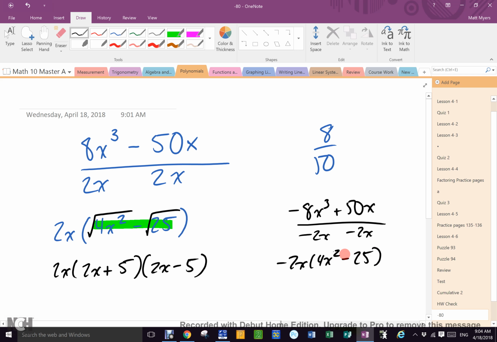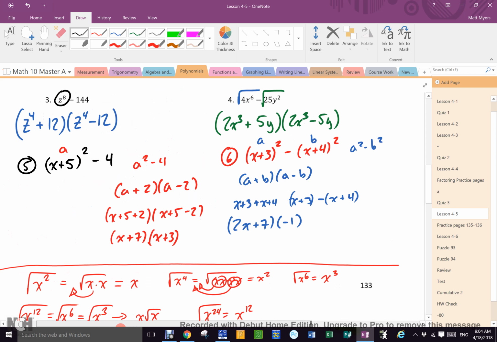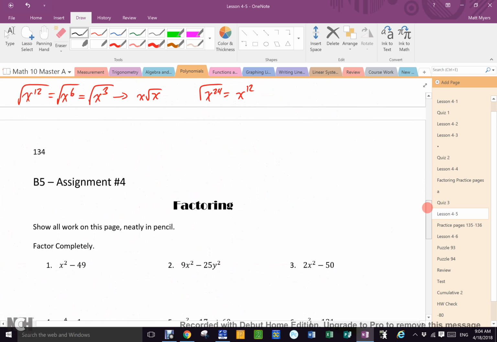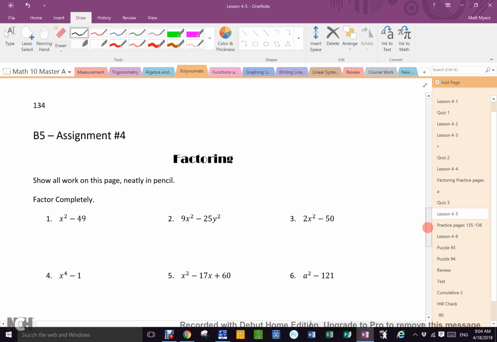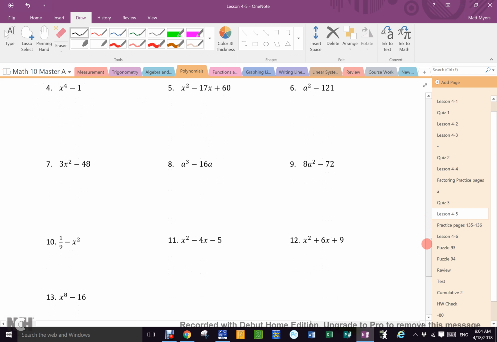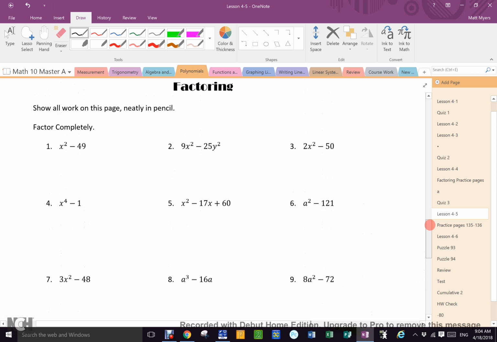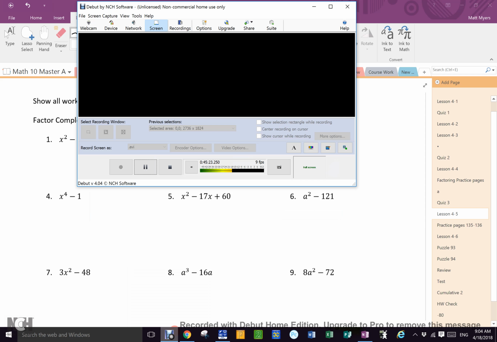Is everybody good? Okay. Please work on, for the rest of today, which is 26 minutes, page 134. There is all three kinds of factoring on page 134. Okay? Go.